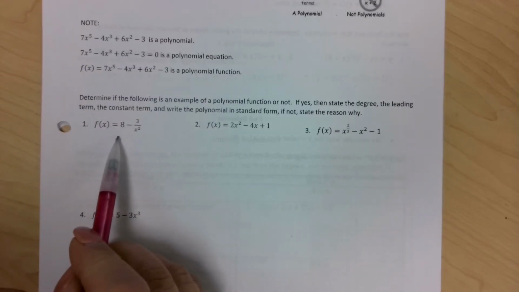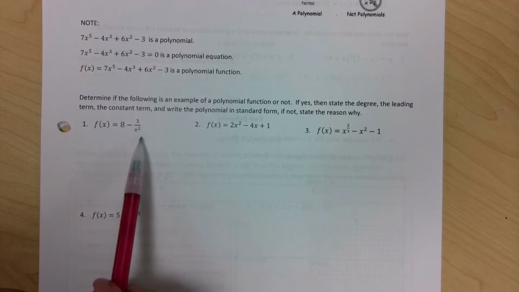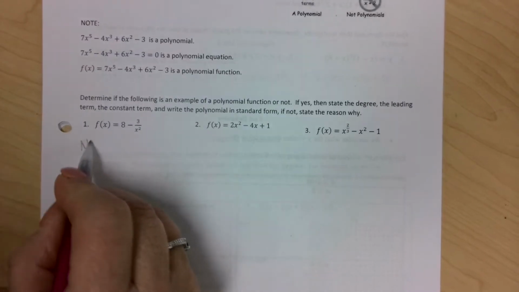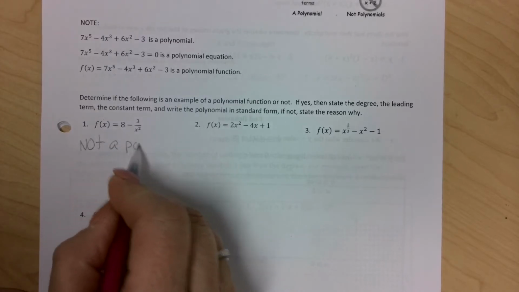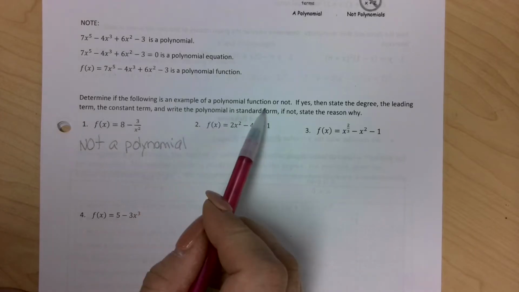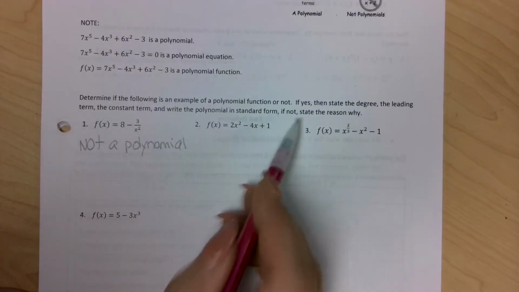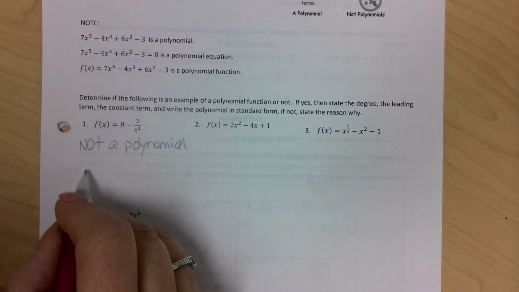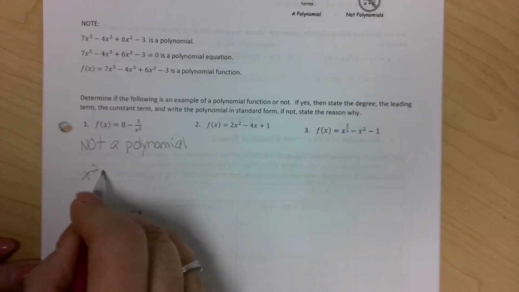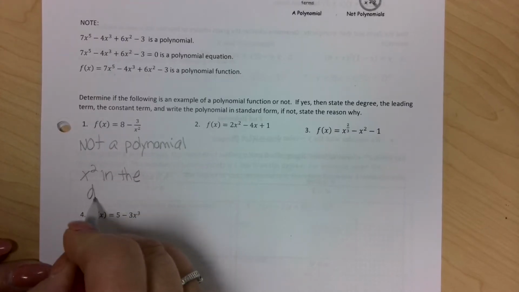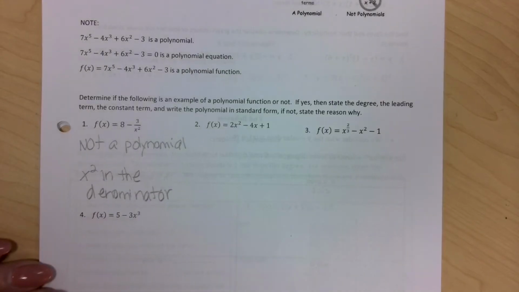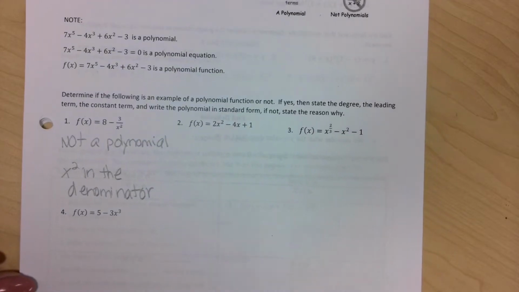If we look at number 1, we need to look at the variables. And the variable here is in the denominator. So I would say that this is not a polynomial. The directions say if it's not, we need to say why it's not a polynomial. So why? Because it has an x squared in the denominator. Okay. We go on to number 2.